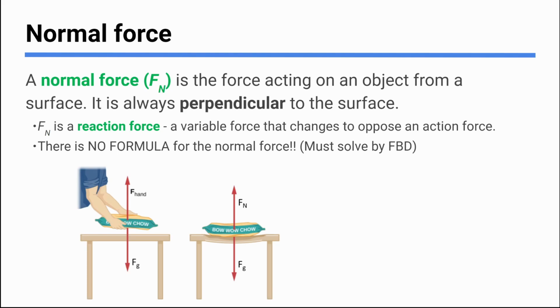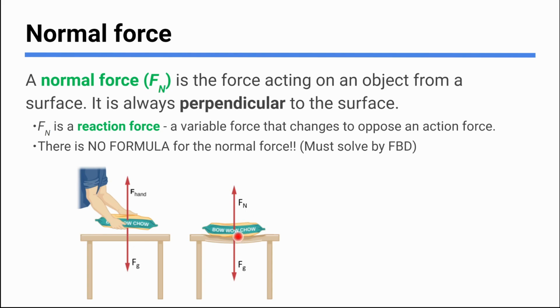All right, so here's some examples of normal forces. Let's say you got yourself a bag of dog food, some Bow Wow Chow here, and you drop it on a table. So here we're holding the Bow Wow Chow, and we have the force of the person's hands on the Bow Wow Chow, and the force of gravity, which is the Earth pulling down on the Bow Wow Chow. All right, and then you drop the dog food, and it hits the table.